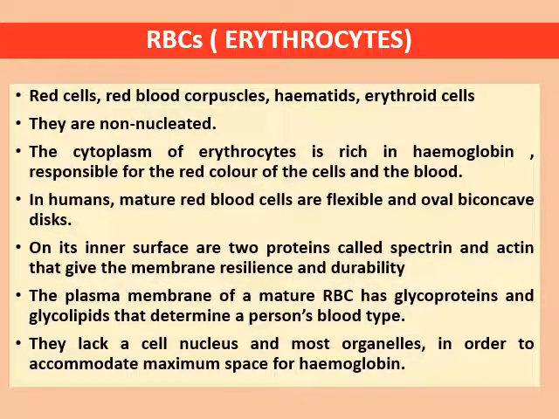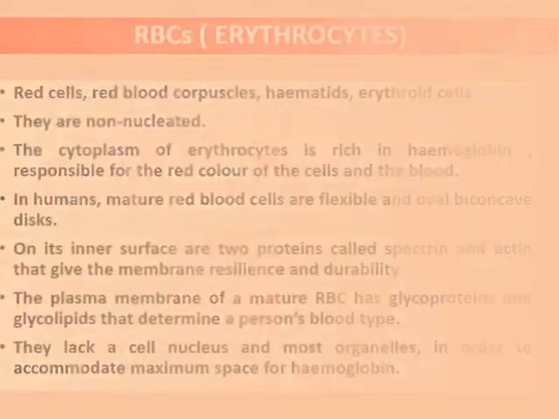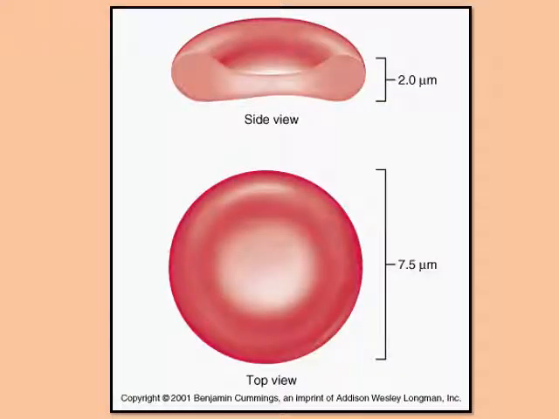The plasma membrane of a mature RBC has glycoproteins and glycolipids that determine a person's blood type and make the person's blood unique by giving the specific blood group. The diameter of RBC is around 7.5 micrometer, and the thickness of RBC is approximately 2 micrometer.